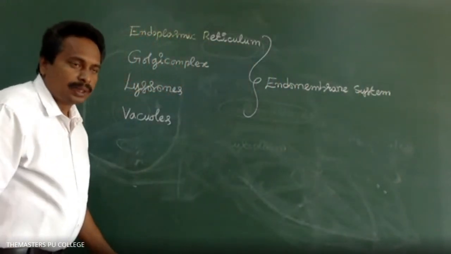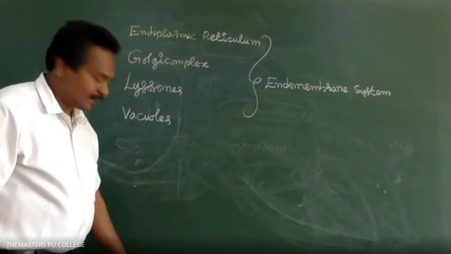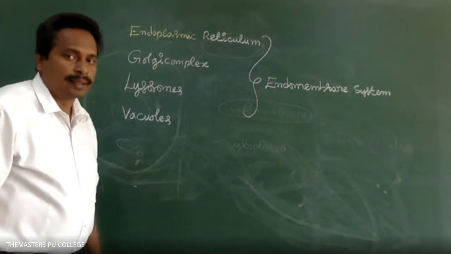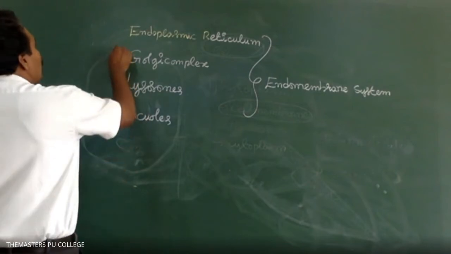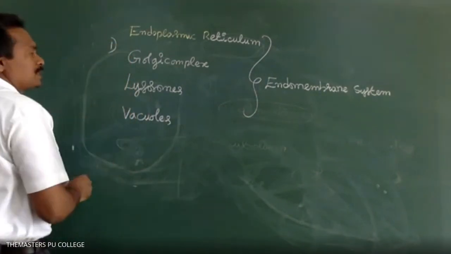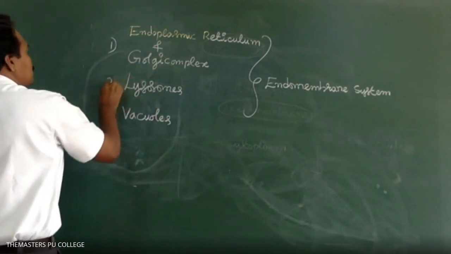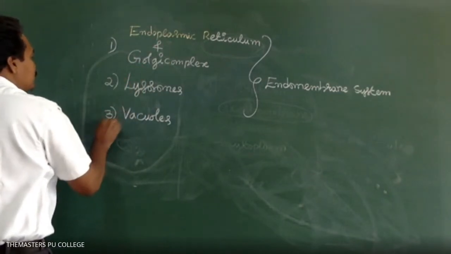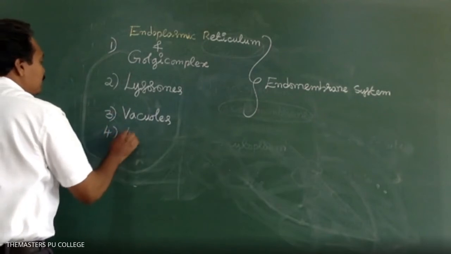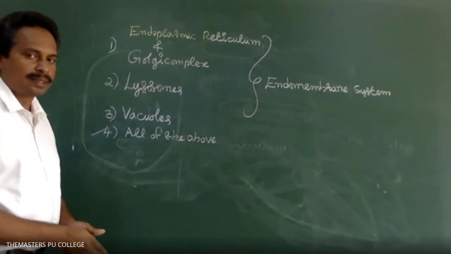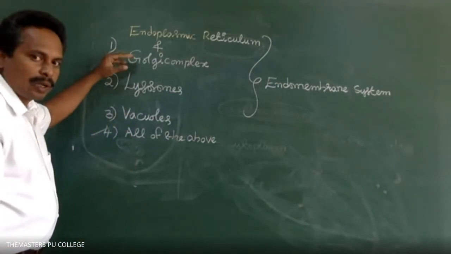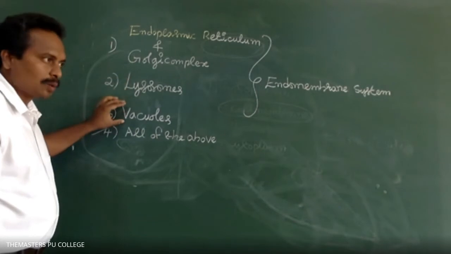Regarding this, from a competitive point of view, whether in KCET or NEET examination, how will they ask the question? The endomembrane system includes: option 1, endoplasmic reticulum and Golgi complex; option 2, lysosomes; option 3, vacuoles; option 4, all of the above. Answer? Very good. Option 4 is the correct answer. The endomembrane system consists of endoplasmic reticulum, Golgi complex, lysosomes, and vacuoles.